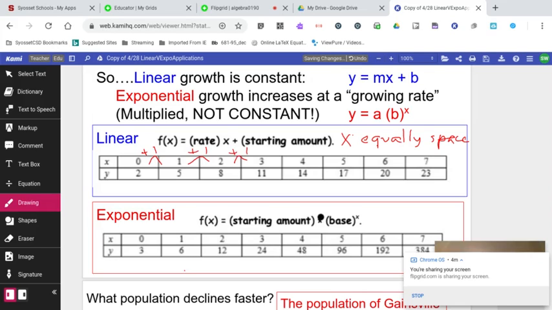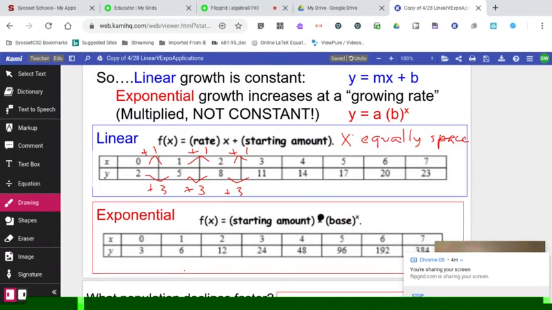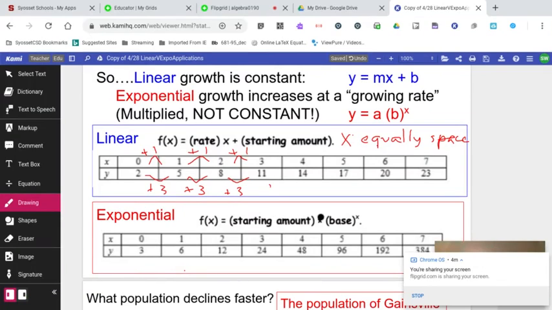Now we can inspect the y's. The y's are increasing at a constant rate of adding 3 each time. So if the x's are equally spaced and the y's are adding 3 each time, that's linear. That's a constant rate of change. With that constant rate of change, called the slope, we can write the equation y equals 3x plus the y-intercept, which is where x equals 0. So y equals 3x plus 2 is the equation for that linear function.